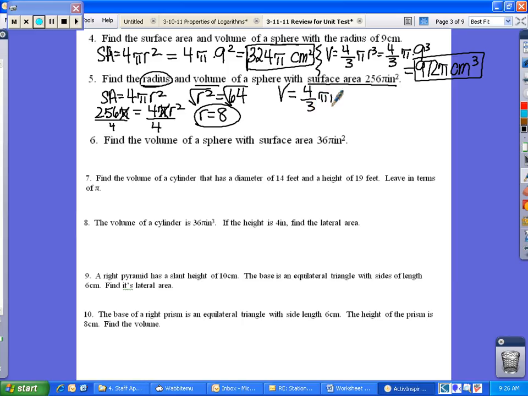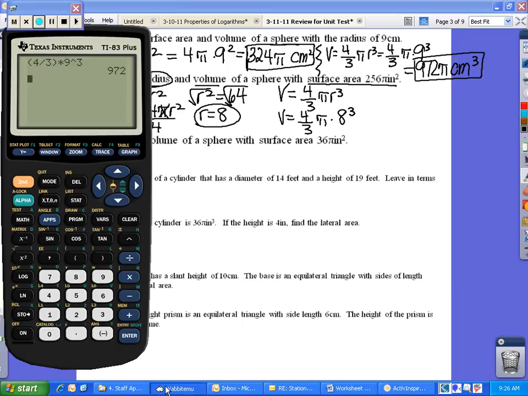So 4/3 pi r cubed, which is then 4/3 times pi times your 8, what you just found, 8 cubed. And again, if you want to put this in your calculator, you can do 4/3 times 8 cubed. And now you get a decimal. Do I want you to give me a rounded decimal? No, you can turn this into a fraction on your calculator.